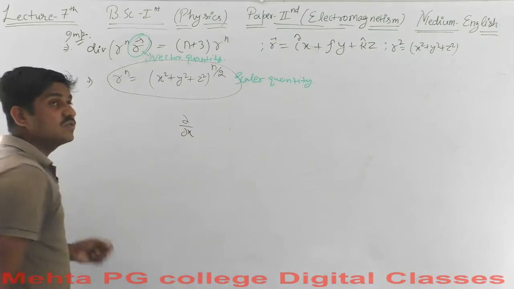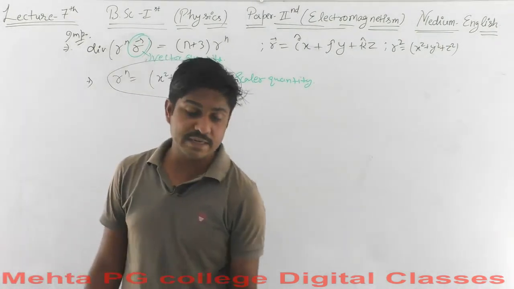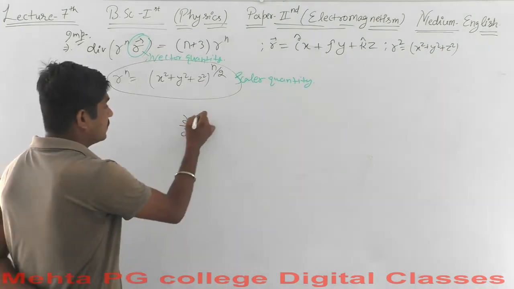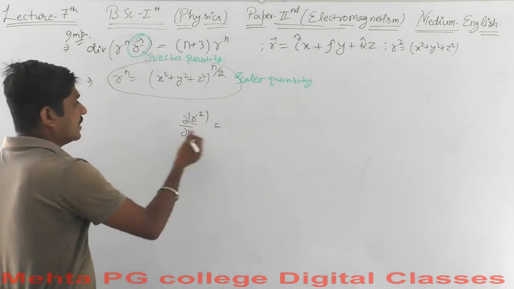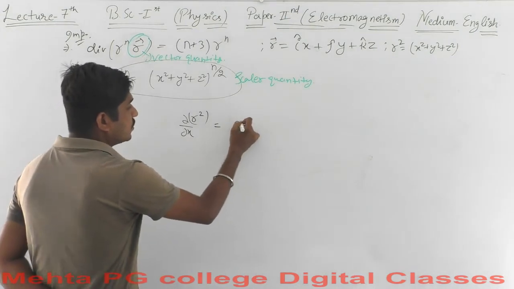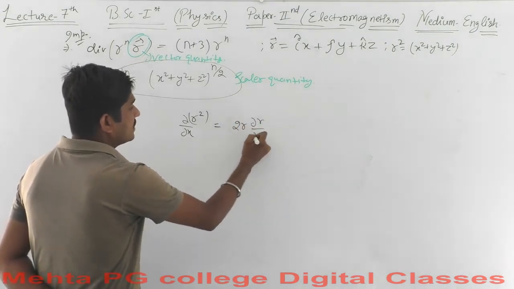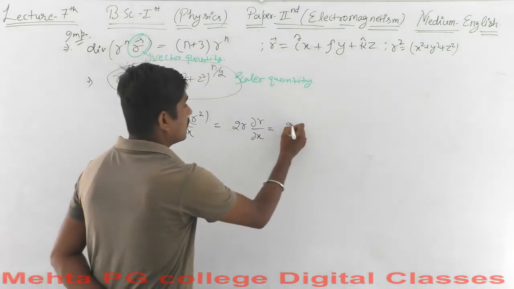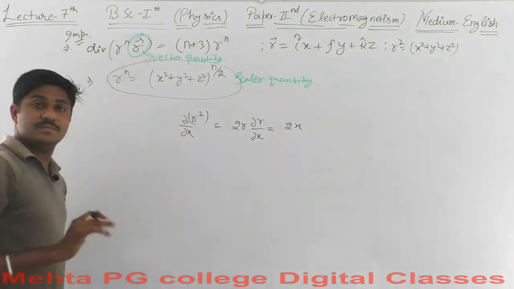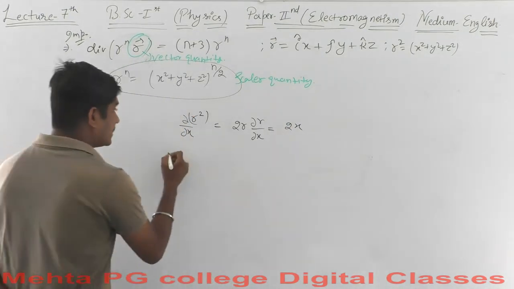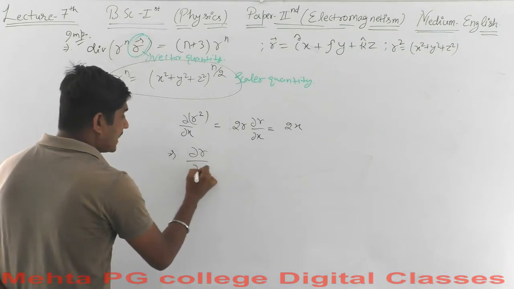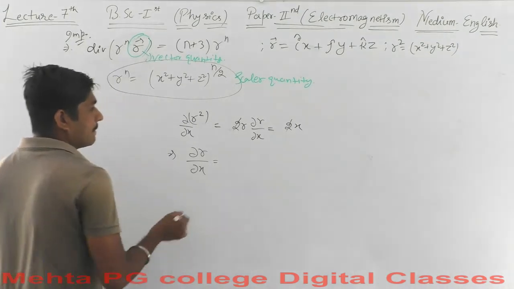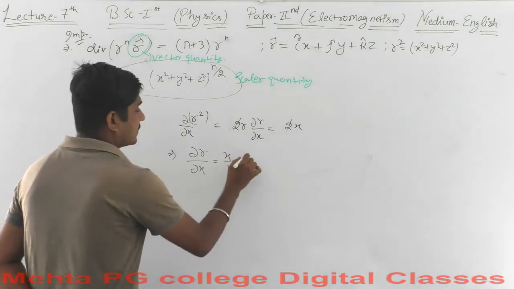del over del x for r square. We will calculate del over del x for r square. So what will be the values here? This will be 2r del r over del x, which is equal to 2x. Okay, this will be equal to this. So the value of del r over del x will be equal to x over r.